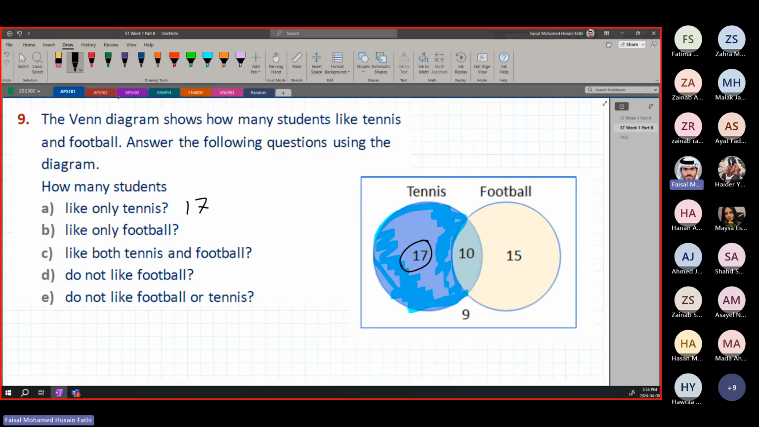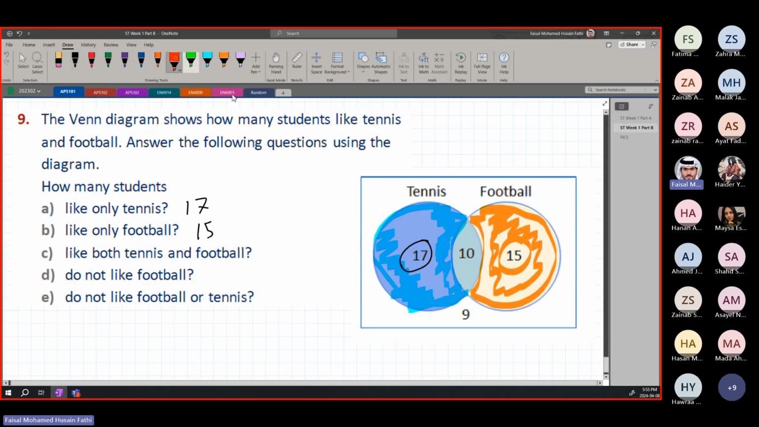All right, this is what the Venn diagram is. Let's look at the next question. It says only like football. Only like football is everything outside of the common area. Everything that is outside of the common area, which is this entire area over here, which is what? It is 15. So how many people like football? 15. Like both tennis and football. Meaning they like both of the tennis and the football. Meaning they're in the middle. They're in the shared area. They like both, which is 10. Now, I'm going to copy paste this down again.